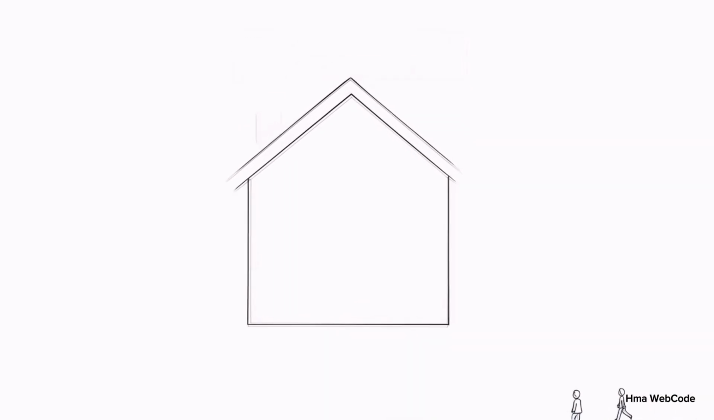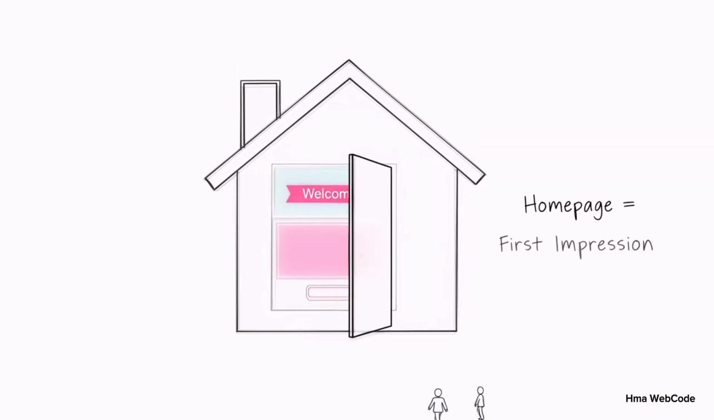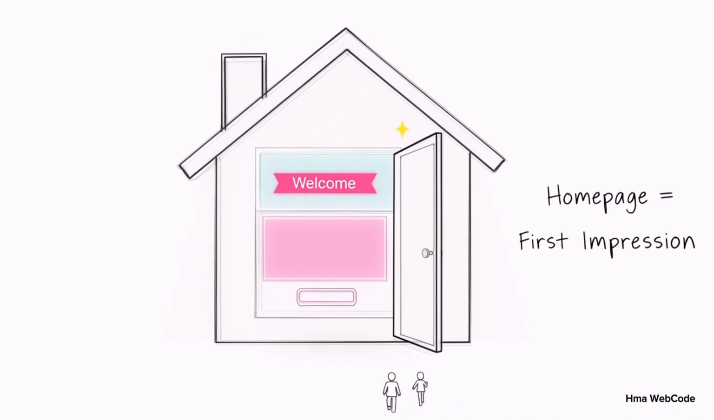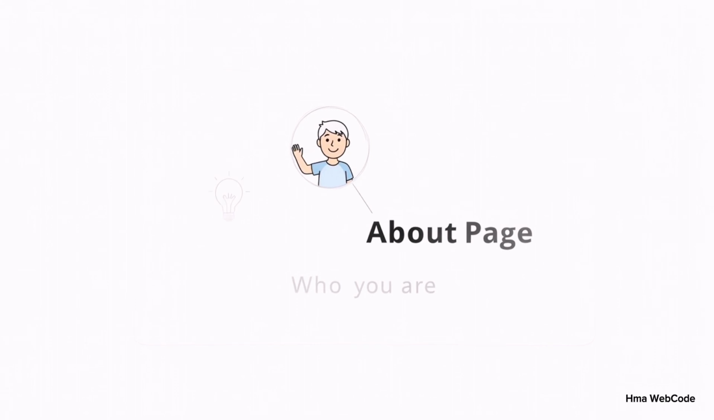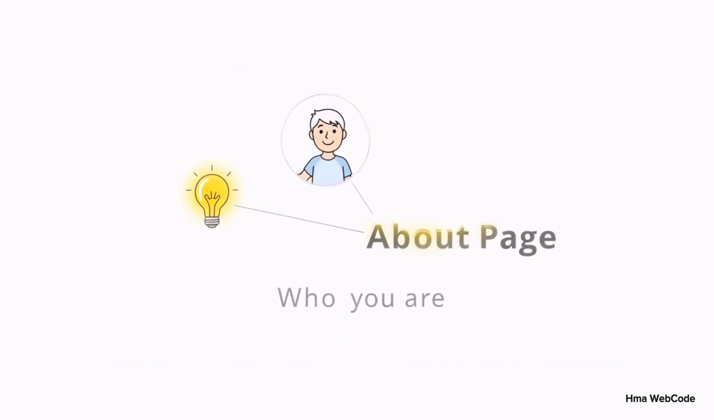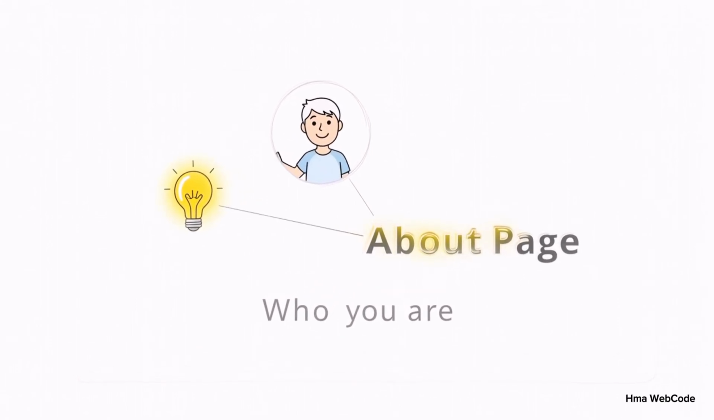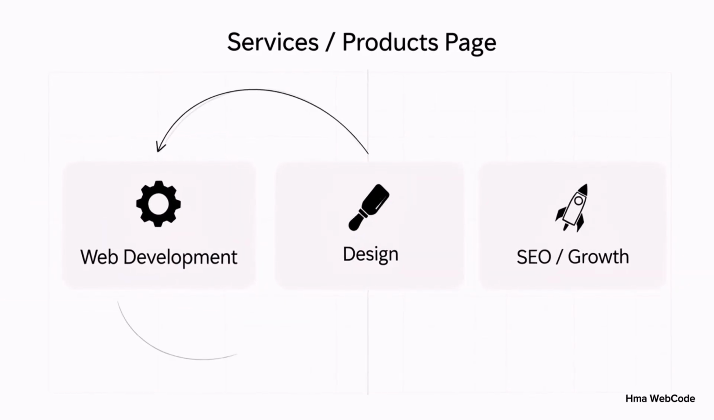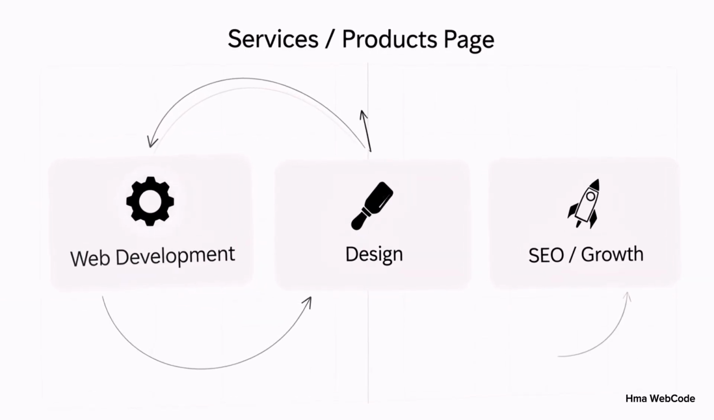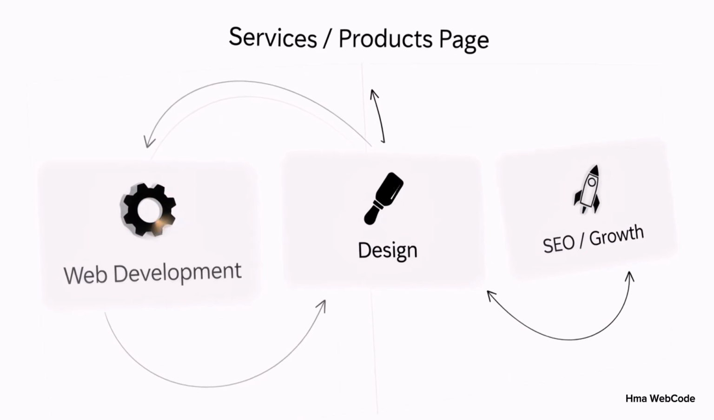The home page is the first page visitors see. It creates the first impression and quickly tells users what your website is about. About page explains who you are, what you do, and helps visitors understand your story, building trust and connection with your audience. Services or products page shows what you offer, helping users understand your skills, solutions, and what value your website provides to them.